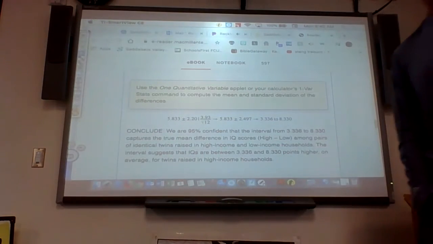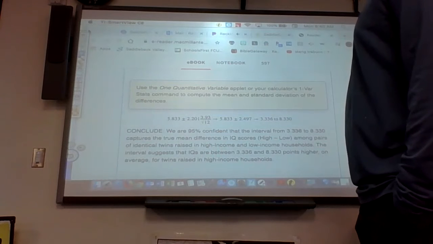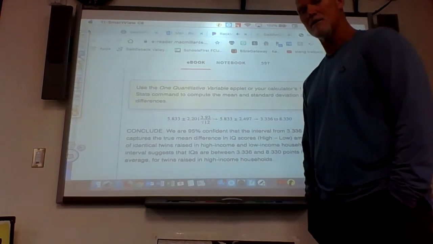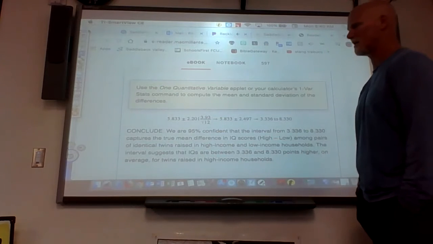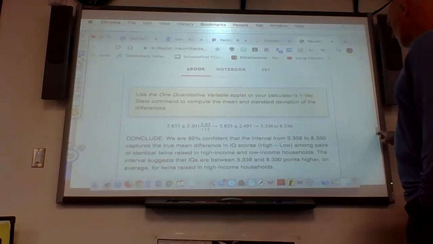It means that students who come from, or these twins that were in high incomes, had a tendency to have a higher IQ. That is what that was testing.